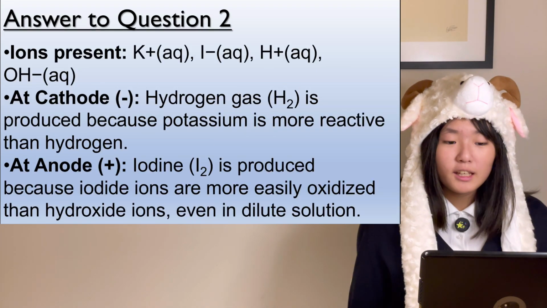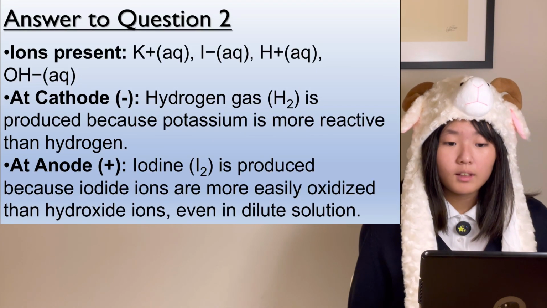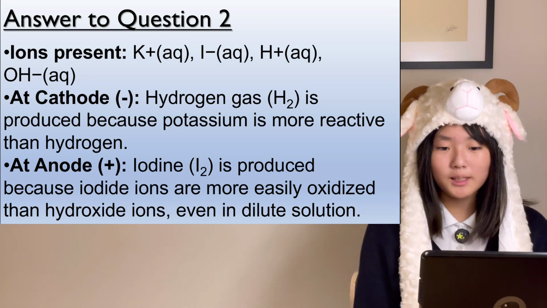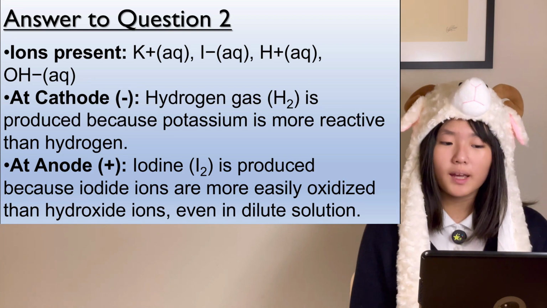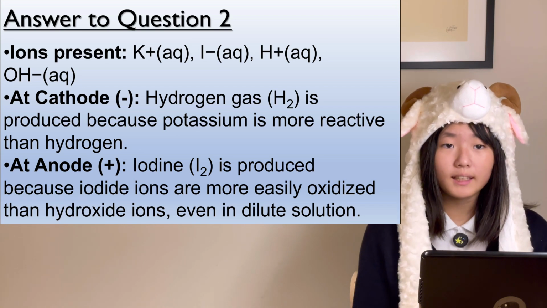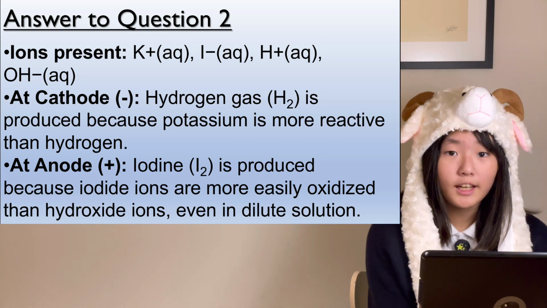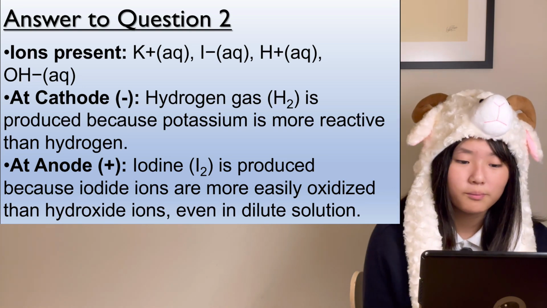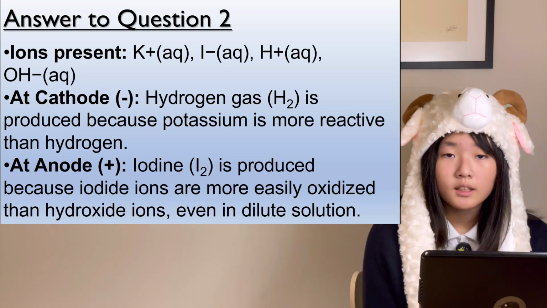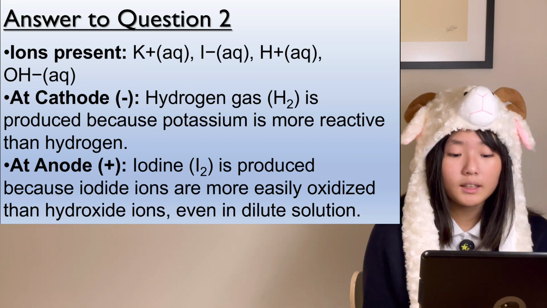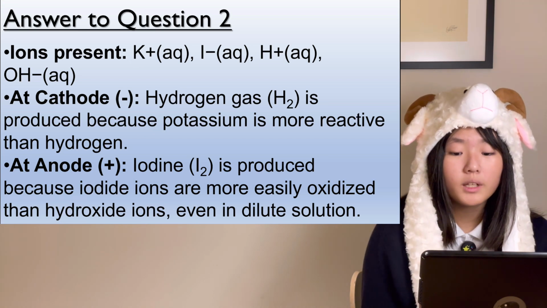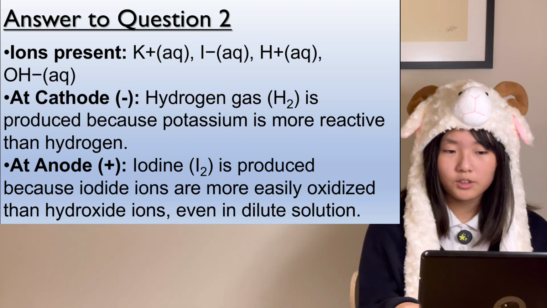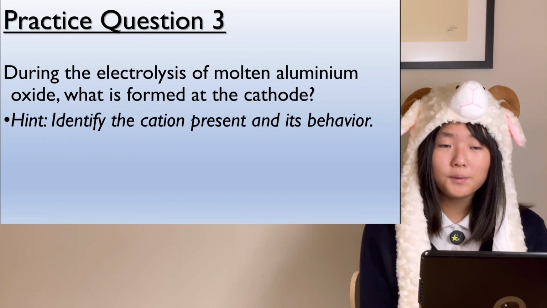The answer is, the ions present are K+ (aq), I- (aq), H+ (aq), and OH- (aq). At the cathode, hydrogen gas, H2, is produced because potassium is more reactive than hydrogen. At the anode, iodine, I2, is produced because iodide ions are more easily oxidized than hydroxide ions, even in a dilute solution.